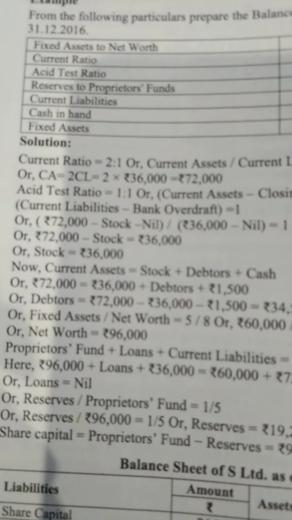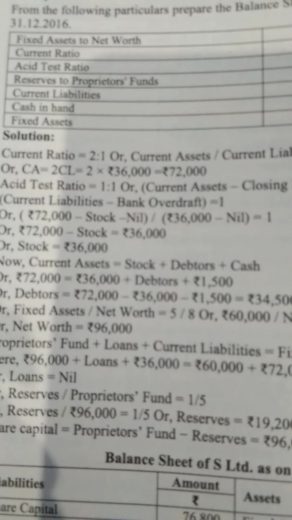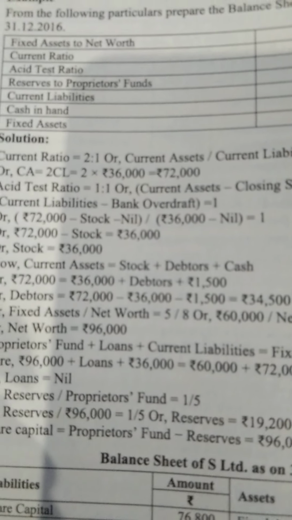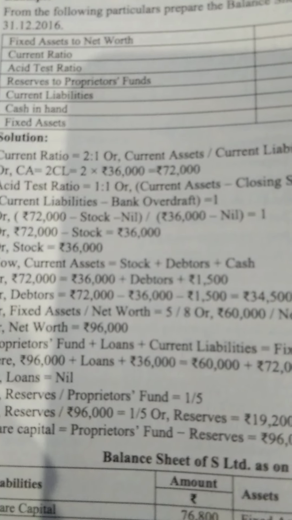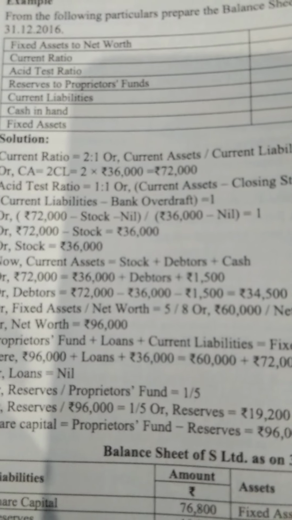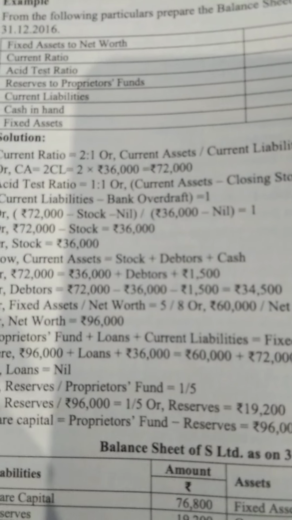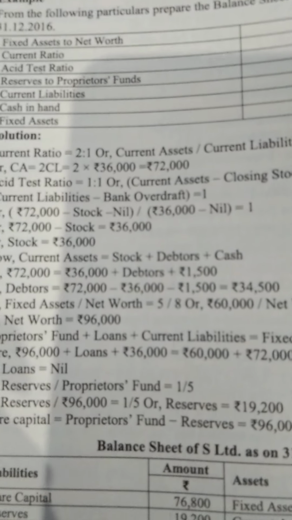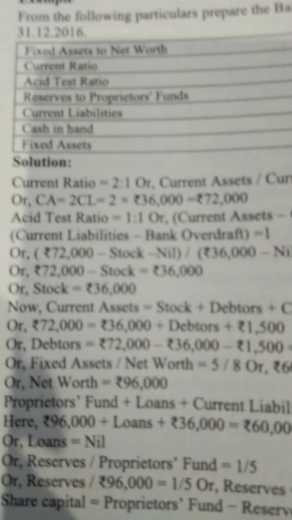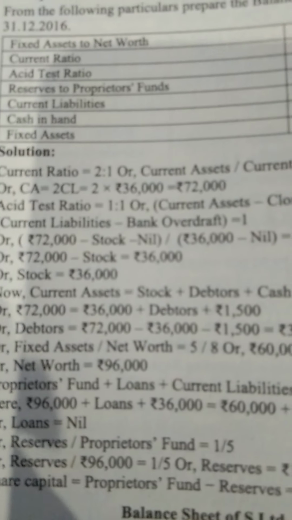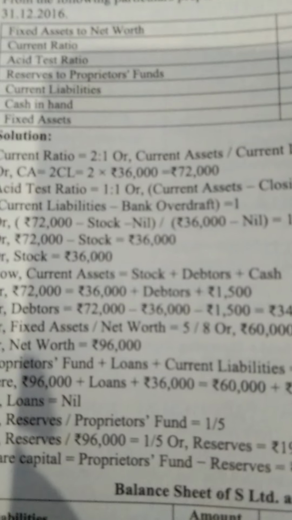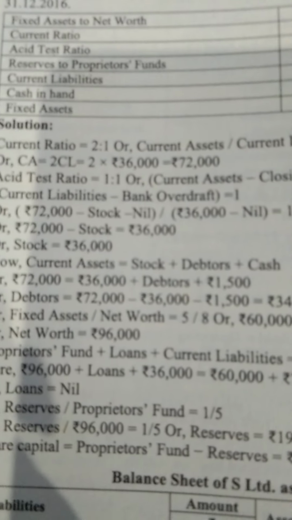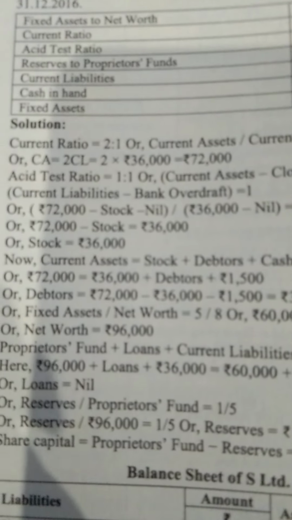Now if we solve the problem, what does it mean? In equation, current assets is equivalent to twice of current liabilities, because it is 2:1. Current liabilities given in the question is 36,000, so automatically current assets becomes rupees 72,000.